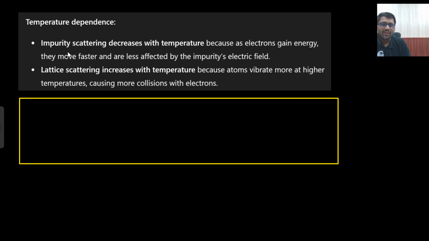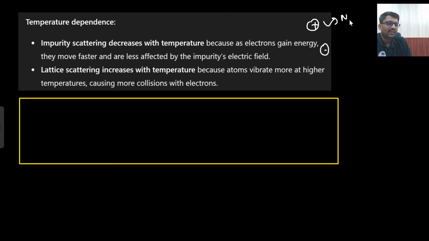Temperature dependence. Impurity scattering decreases with temperature because electrons gain more energy, move faster, and are less affected by the electric field. Which electric field? The impurity's electric field. Impurity electric field means this is a positive charge, this is a negative charge.